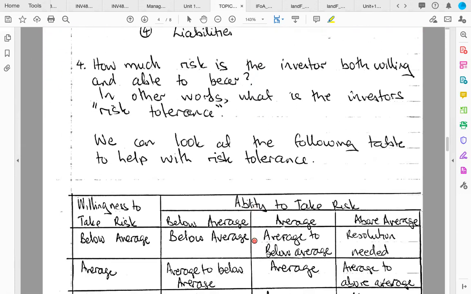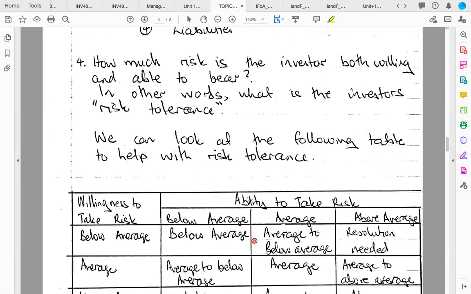So once we've identified an investor's willingness to take on risk and their ability to take on risk, we can then combine those two to determine what the investor's risk tolerance is. So the whole idea between assessing how willing and how able an investor is to take on risk is for us to determine what the investor's risk tolerance is.